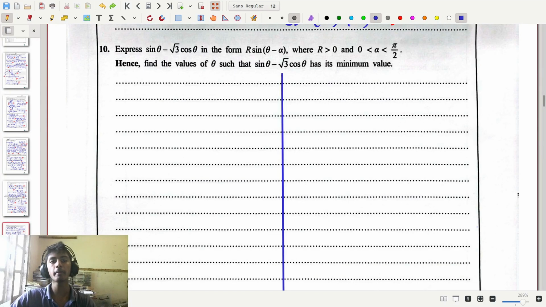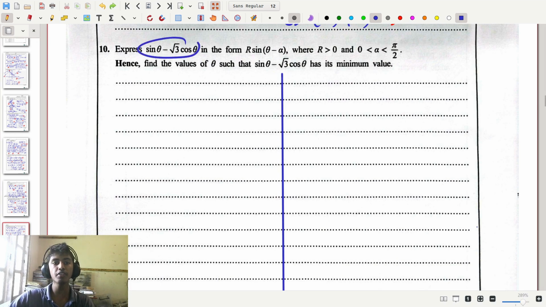2025 A-Level Combined Mathematics Paper 1 Part A question number 10, the trigonometric question. This question says, express sine theta minus square root of 3 times cosine of theta in the form of r times the sine of theta minus alpha, where r is some value greater than 0 and alpha is some angle between 0 and pi by 2 radians. It's then asking us to hence find the values of theta such that sine theta minus the square root of 3 times cosine of theta has its minimum value.